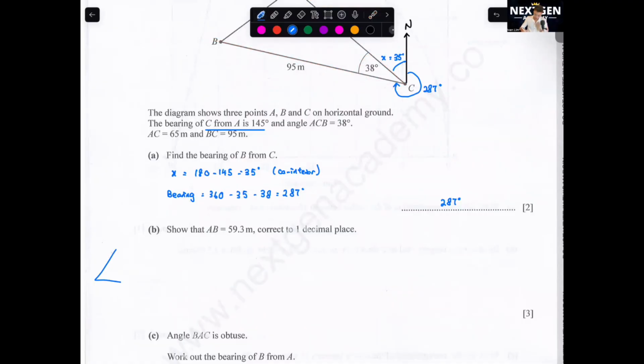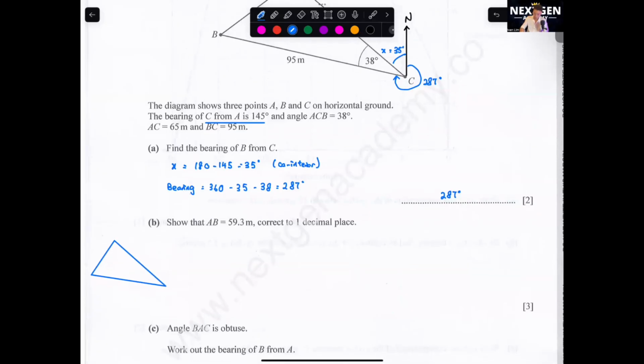What is the formula that we use? We have two lengths and we call it the included angle. Cos rule, very good, Ariel. So 65, 95, then here is 38 degrees. Remember, it's like a mouth and then the tongue. So cos rule, this is one of the criteria. How to find the opposite side?